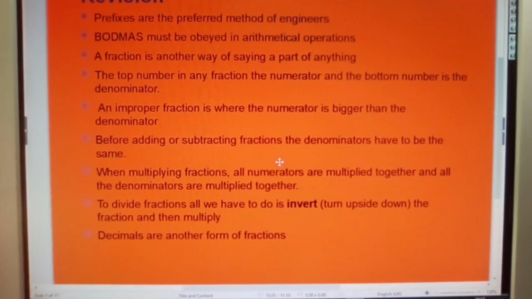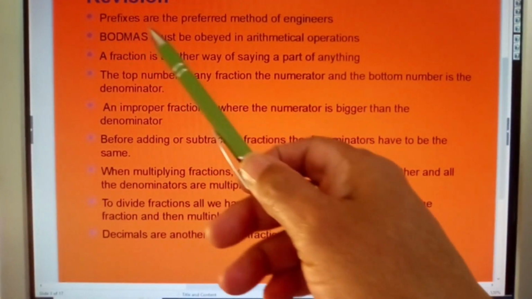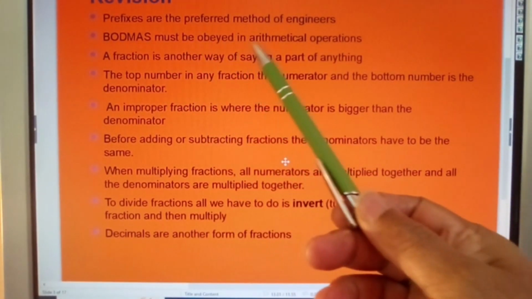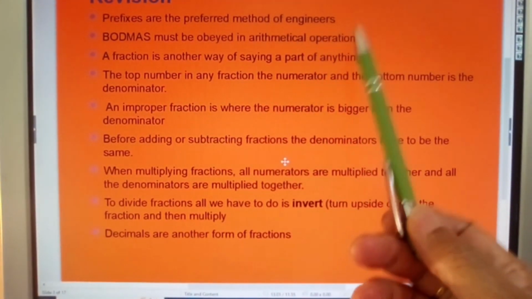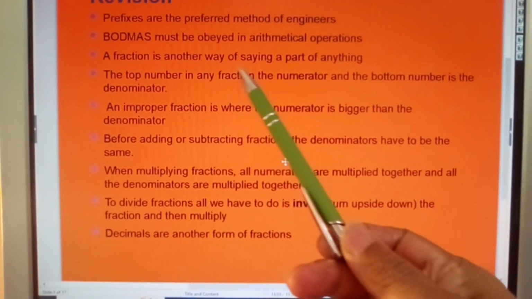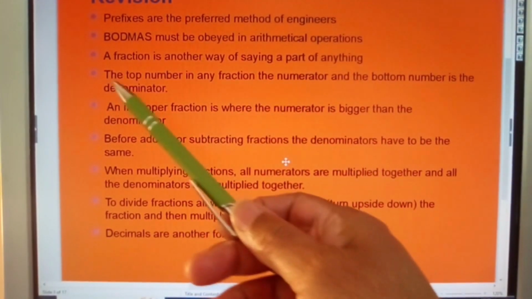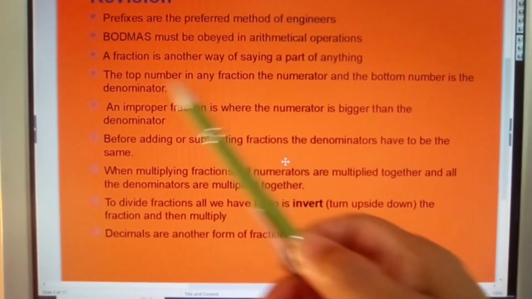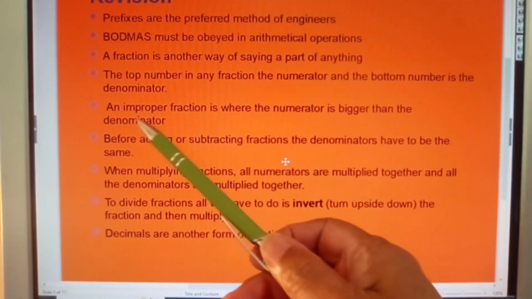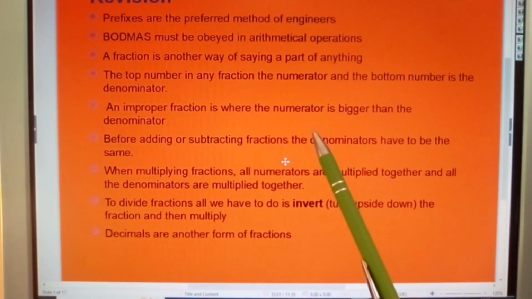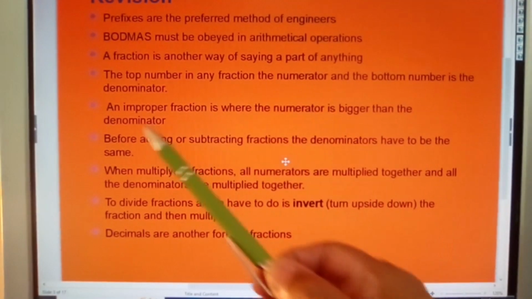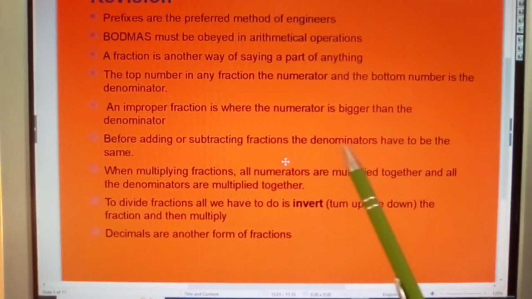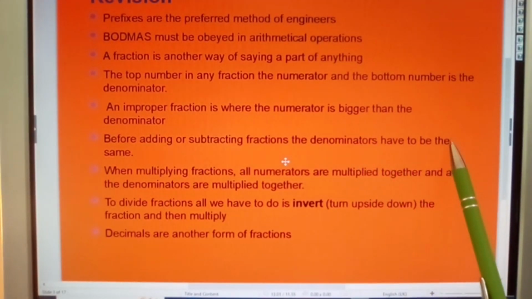Now, just revision. Prefixes are the preferred method of engineers. BODMAS must be obeyed in arithmetical operations. A fraction is another way of saying a part of anything. The top number in any fraction is the numerator, and the bottom number is the denominator. An improper fraction is where the numerator is bigger than the denominator. Before adding or subtracting fractions, the denominators have to be the same.